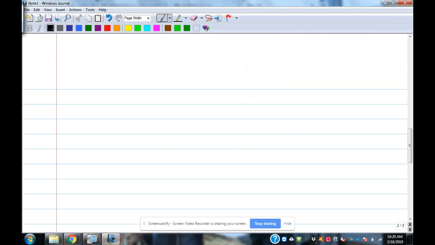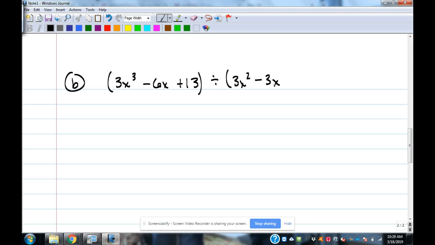That is more of the why we need long division, because you can't do synthetic division on every problem. That just doesn't work. 3x cubed minus 6x plus 13, that's our dividend, divided by 3x squared minus 3x minus 6.